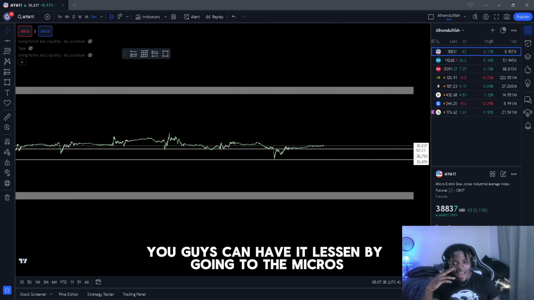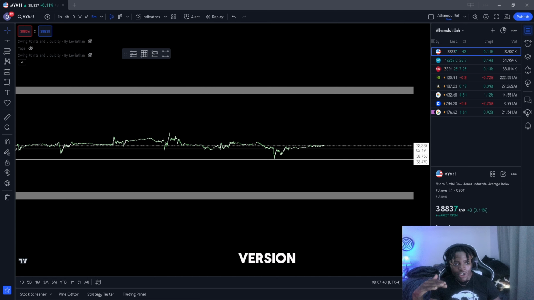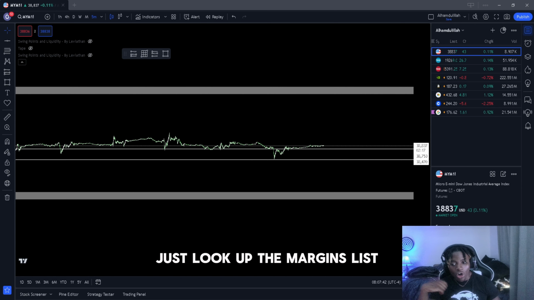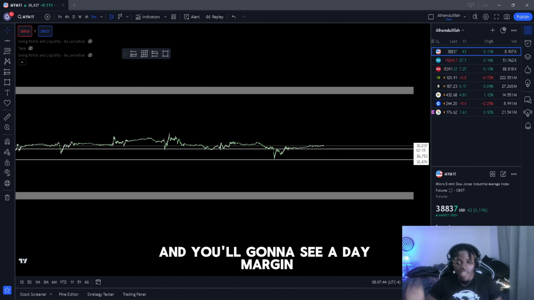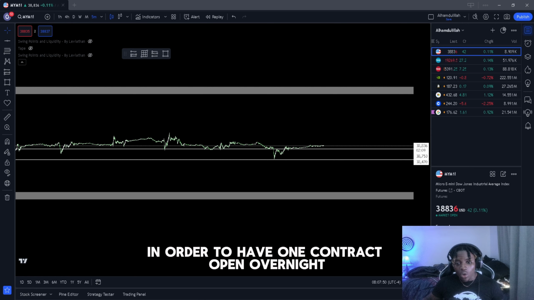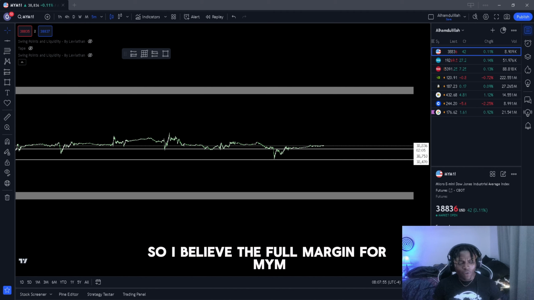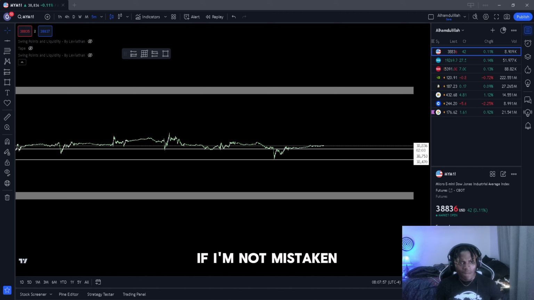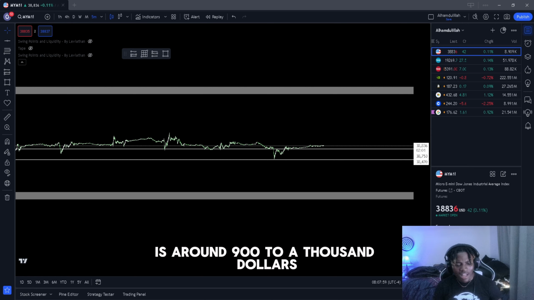Now, you guys can have it lessened by going to the micros version, and you can look at whatever broker you're on. Just look up the margins list, and you're going to see a day margin and a full margin. The full margin is the amount of money required in order to have one contract open overnight. So I believe the full margin for MYM, if I'm not mistaken, is around $900 to $1,000.